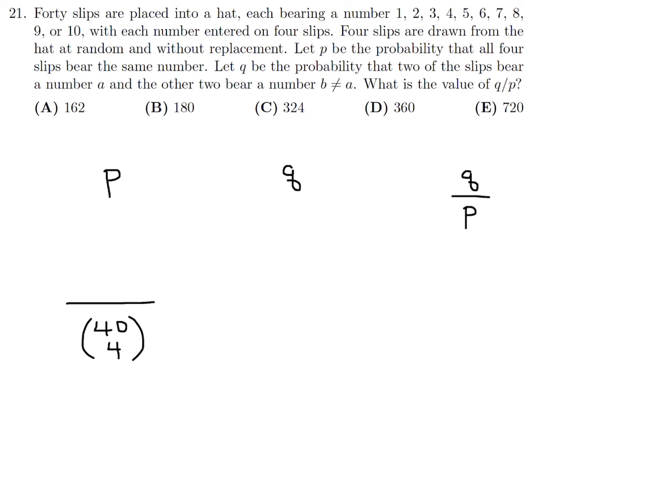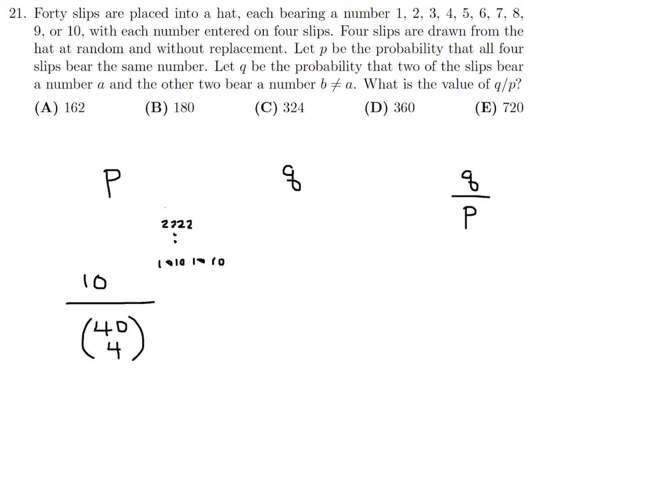And the numerator for P is where all 4 slips have the same number. So that means you've got 1, 1, 1, 1, or 2, 2, 2, 2, and so on, all the way till 10, 10, 10, 10. And obviously there's 10 ways of that happening. So there you go, there's P.